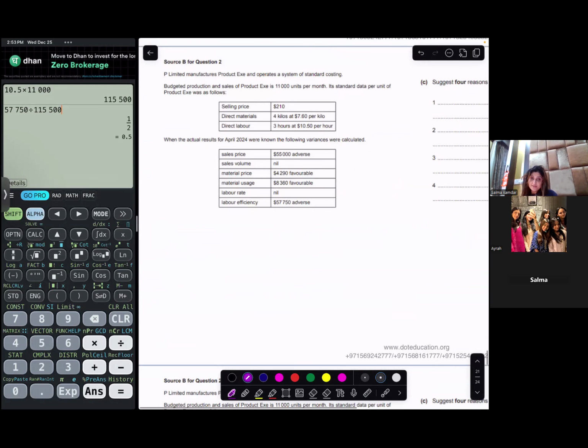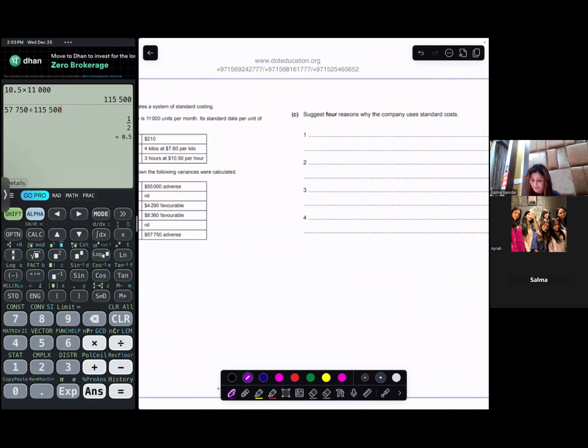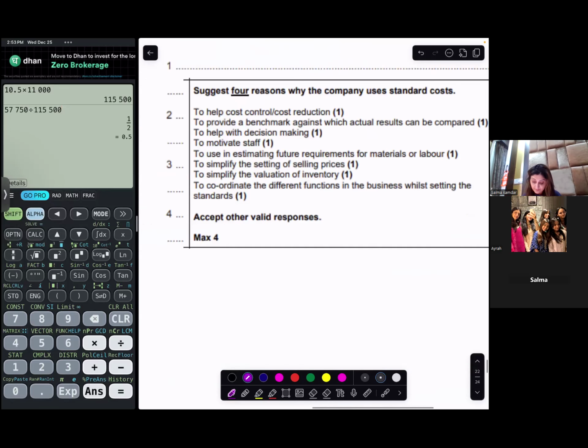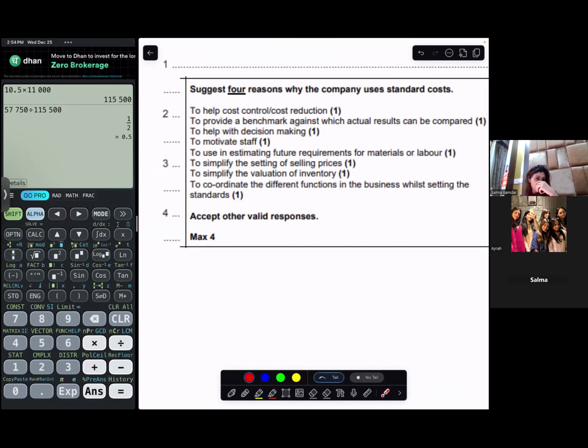Suggest 4 reasons why company use standard cost. By now you should know. It's easy to calculate the standard cost, and it helps with decision making. It helps to motivate staff, and it gives them a benchmark that you cannot spend more than this. It helps to prepare a selling price budget, and you can value your inventory. These are the benefits of standard costing.